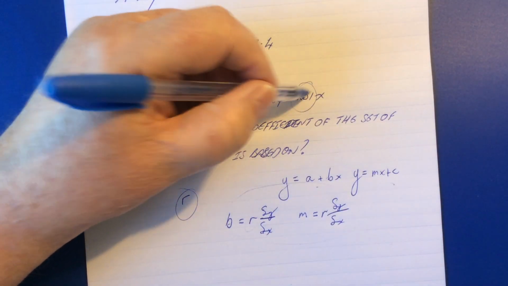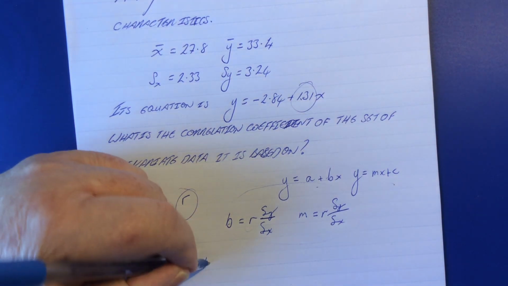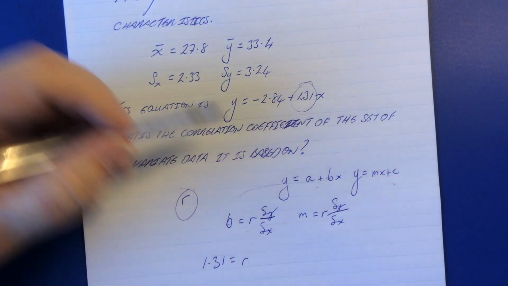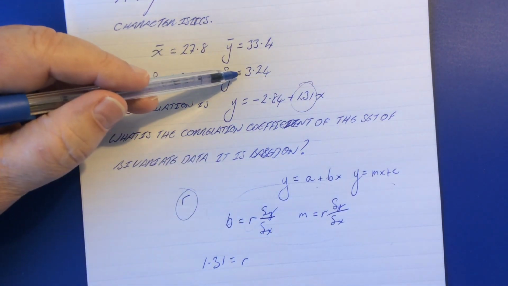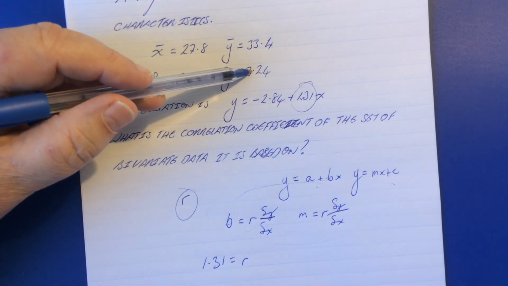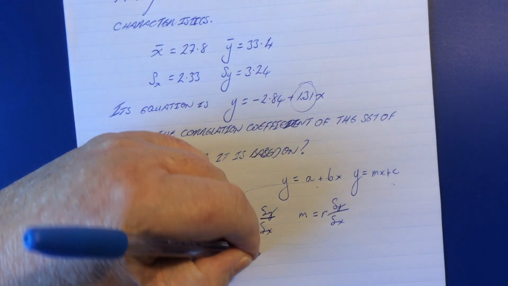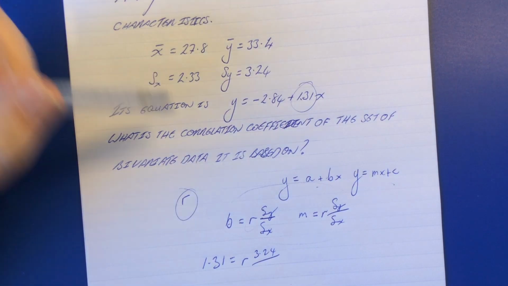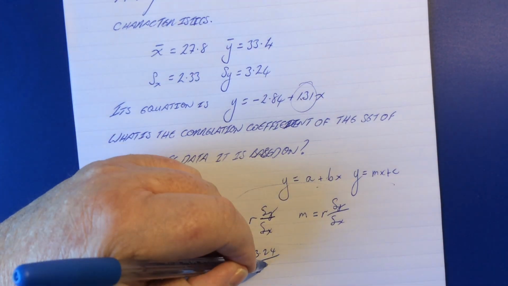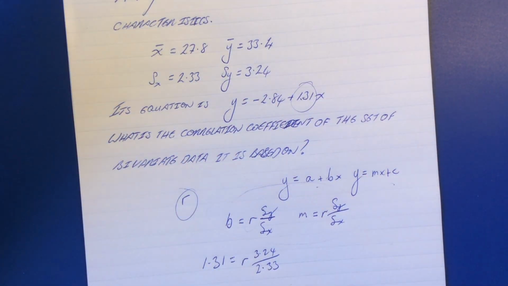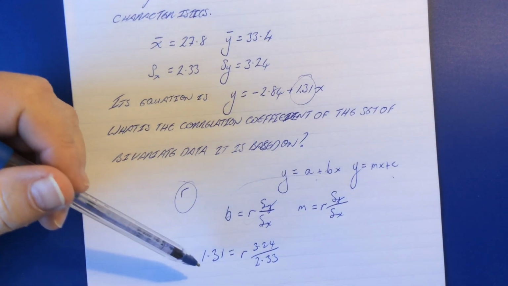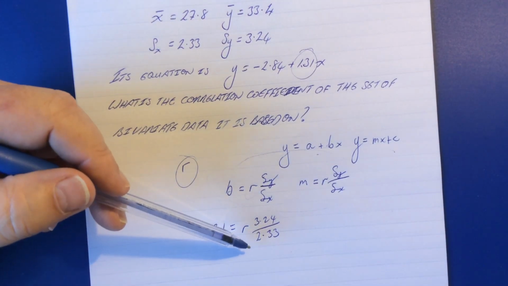So B is this number here, 1.31. That is equal to r times the standard deviation of y, which is up here, 3.24, divided by the standard deviation of x, 2.33. So this boils down to a bit of basic algebra. Now, where do we go from here? How do we get r on its own?